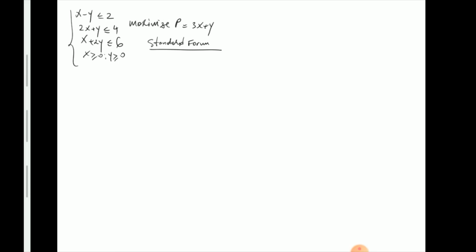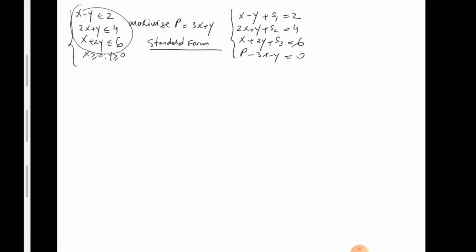So this time around, if you look carefully, you need 3 slack variables, because you have 3 inequalities to write as equalities. So you add S1 to make it equal to 2. You need S2 to add to make it equal to 4. You need another slack variable S3 for the last one to make it equal to 6. And remember, the last equation is the objective function written with everything on the left side. So move 3x plus y on the left side. And this is basically the system that you're going to start with and write the Simplex Tableau.